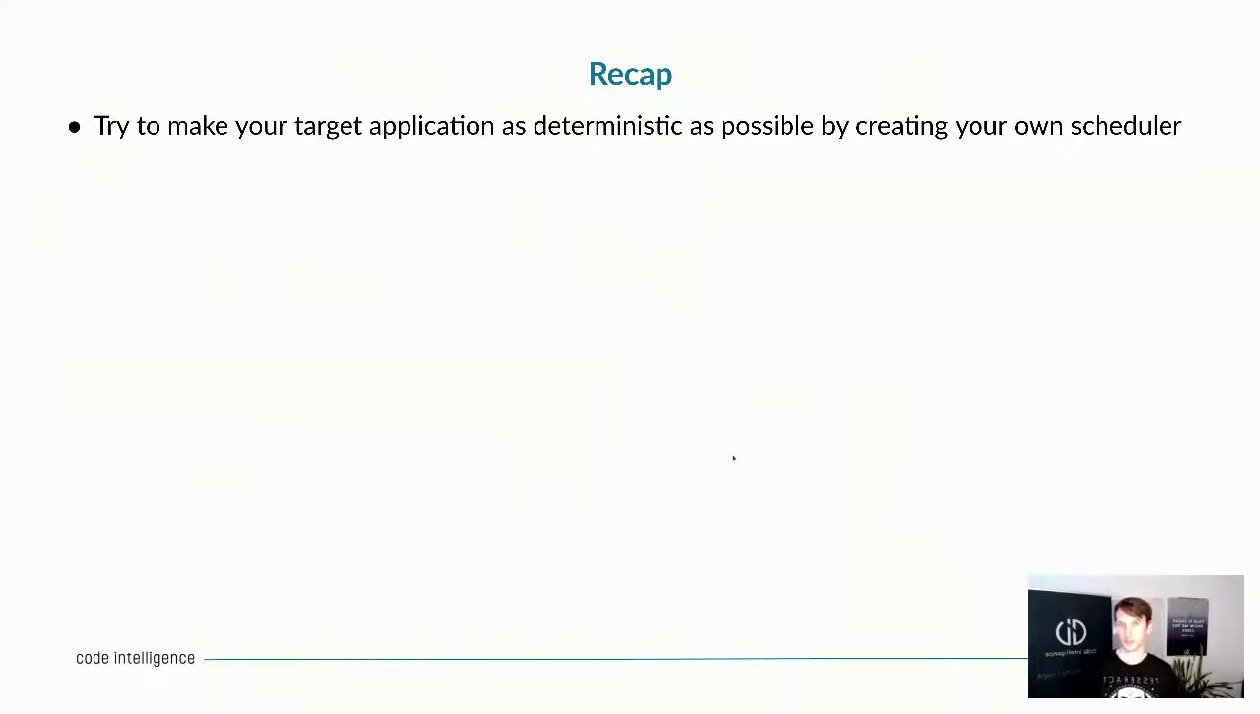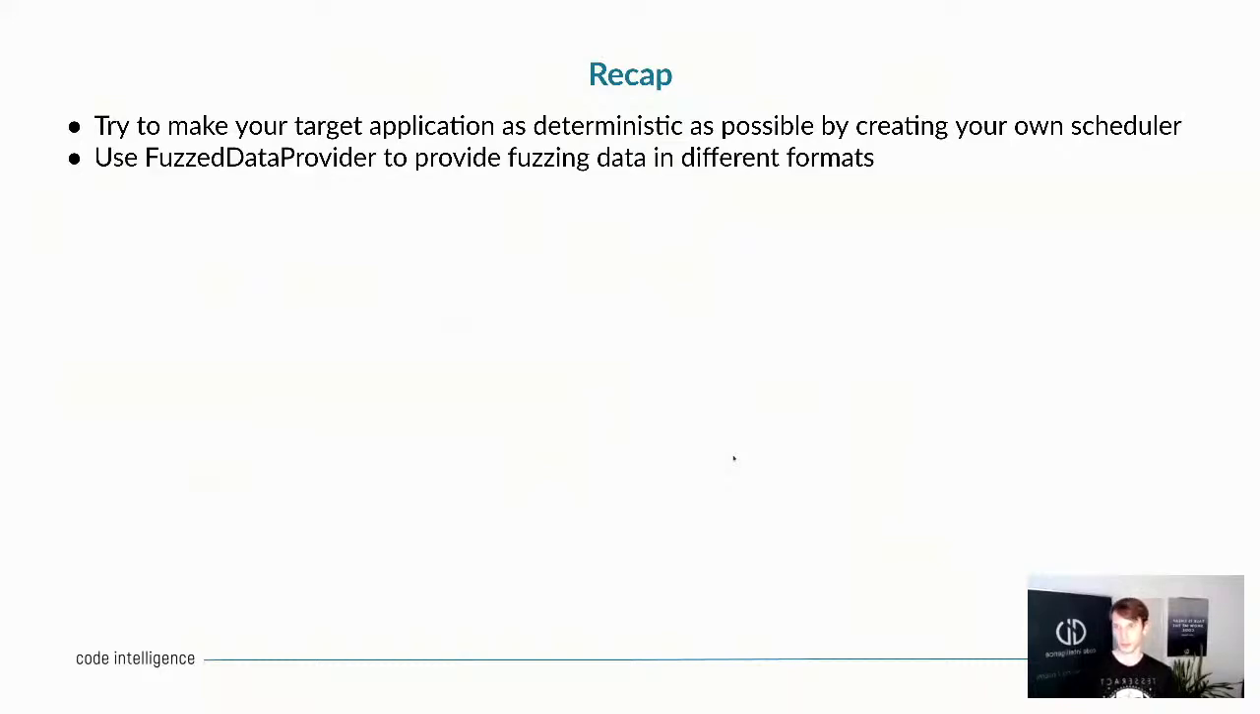Try to make your application as deterministic as possible so that you can replay your findings and so that the fuzzer isn't confused with the feedback that it gets. The FuzzedDataProvider is a very useful tool to provide your fuzzing data in different formats. That was just one example. You can really use it in many different ways.